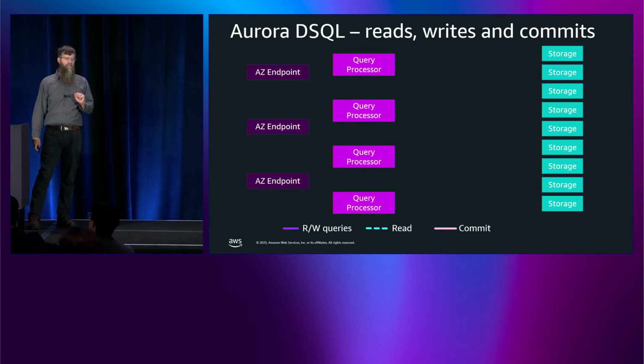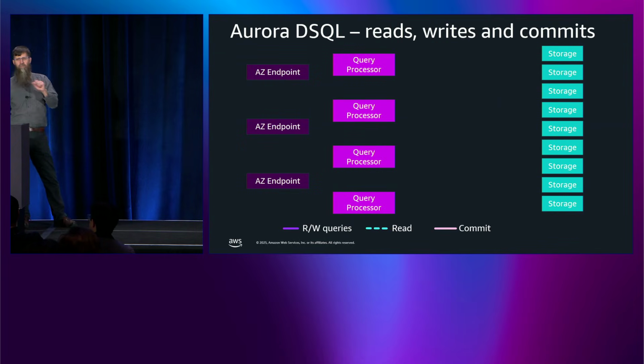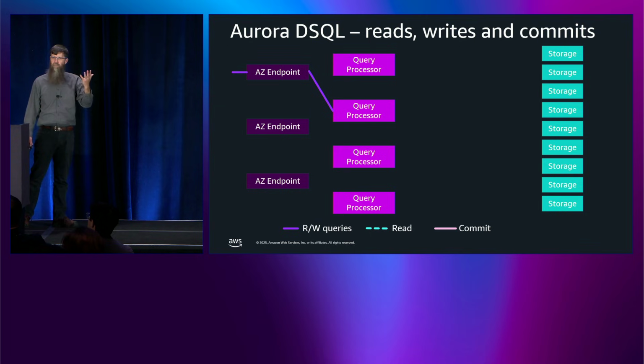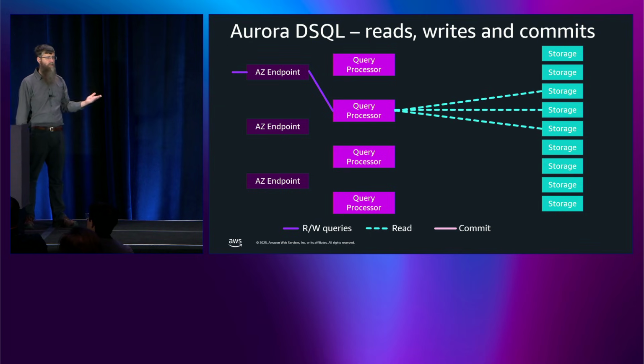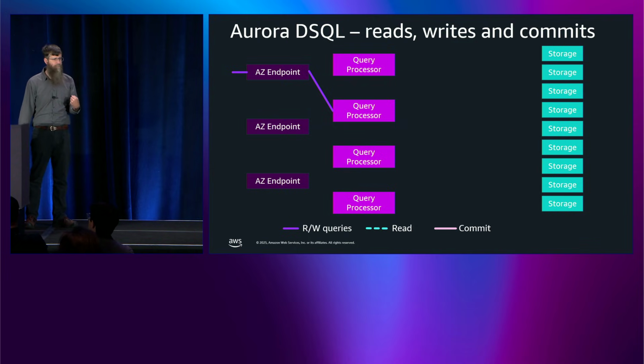Okay, so now we'll just follow reads and writes, look a little bit deeper. So we have our AZ endpoint, 3 of them because we've got 3 AZs, and a read's going to come through. It goes through the AZ endpoint, going to go to some query processor that we choose. Query processor says, I need to read from these 3 storage servers in order to read the data that this query is interested in. Off he goes, fetches the reads, we're done, no question.